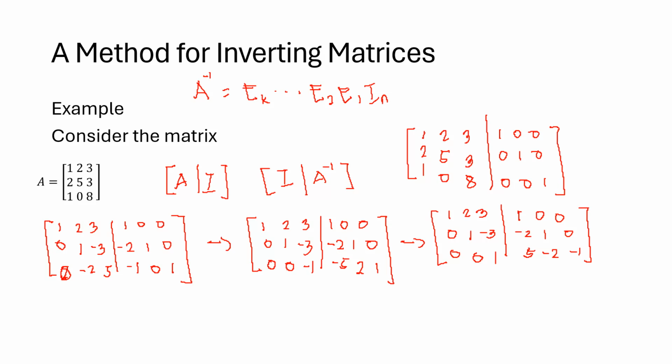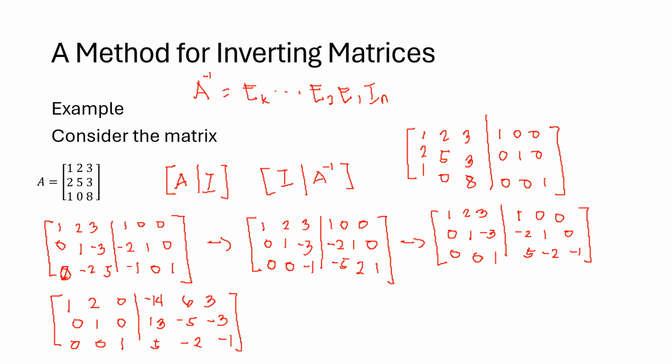So here you have 1, 2, 0. Then you have negative 14, correct? Then you have 6 3. Then here you have 0 1 0. Then you have 13. Then you have negative 5, then negative 3. Then here you have 0 0 1. Then you have 5, negative 2, then negative 1.